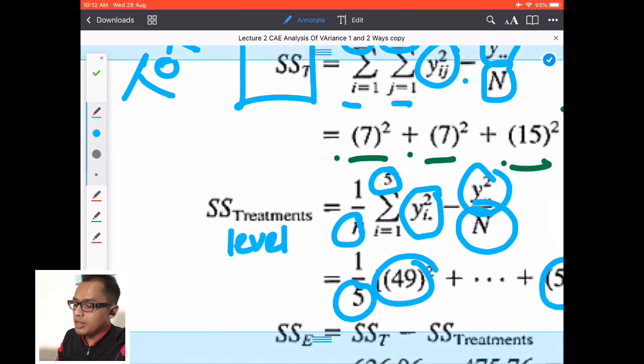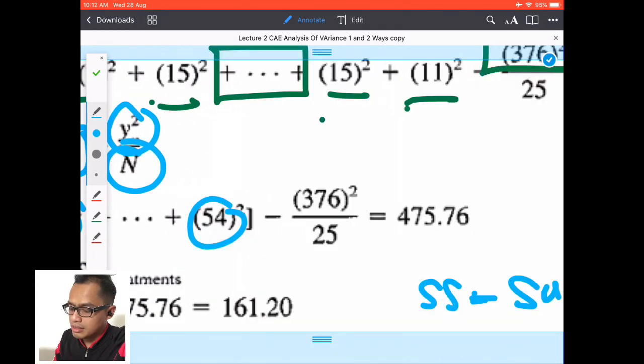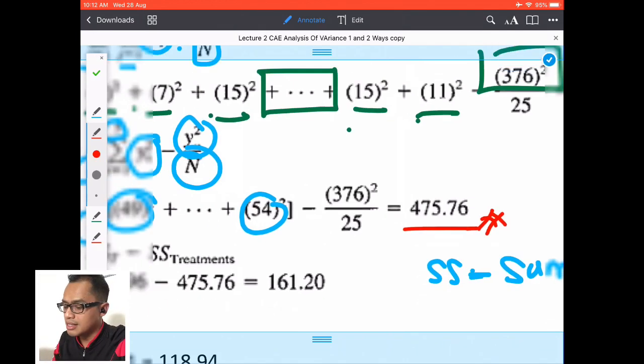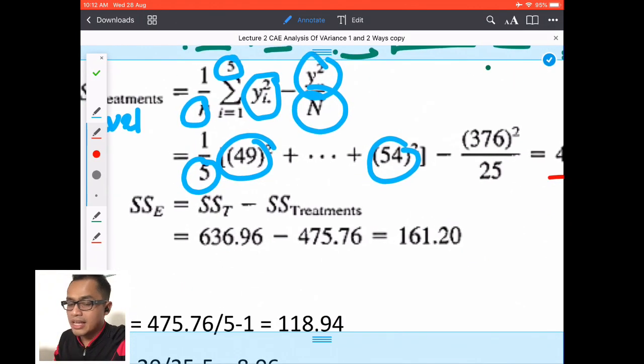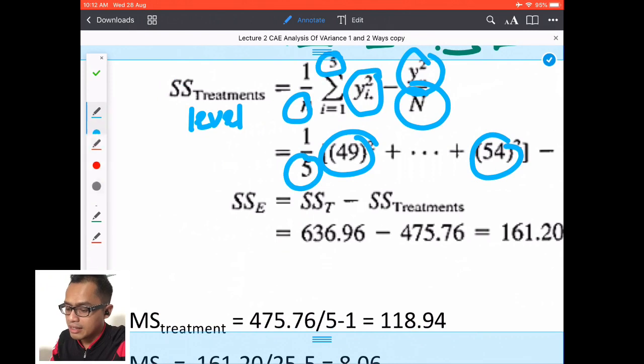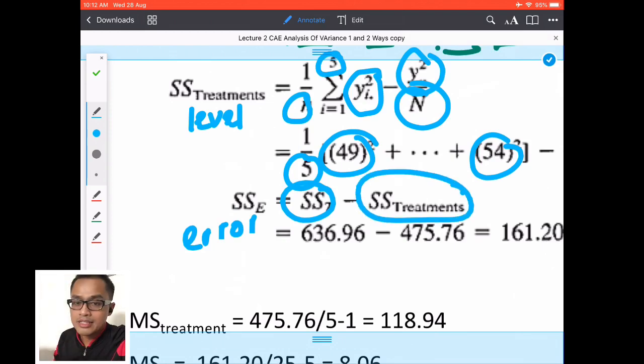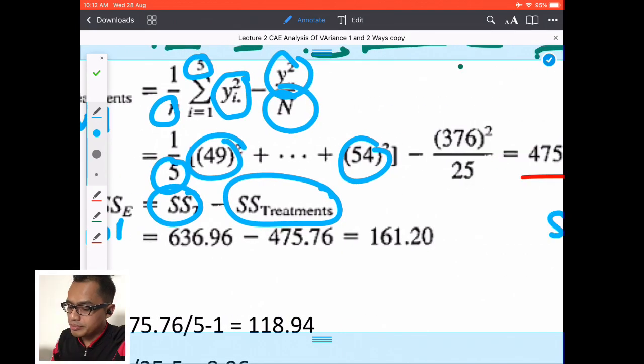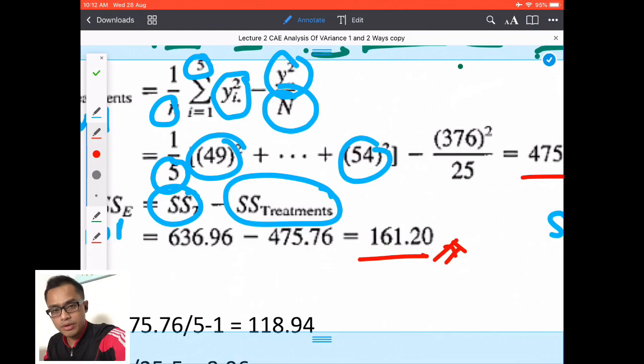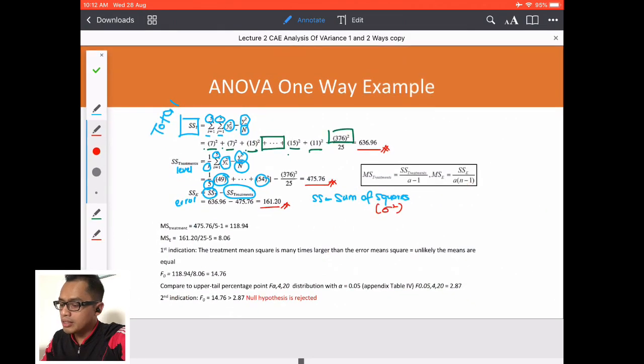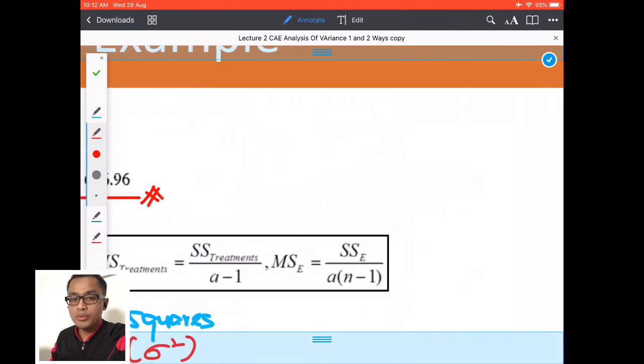Okay, once you got this is your results in a blue and a red font, 475.76. And finally, SSE stands for SS error. Sum of square of error. Whatever you get from SST minus whatever you get from SS treatment, and you got this answer. 161.2. Now, note. Compulsory. I'm going to write here in blue ink.